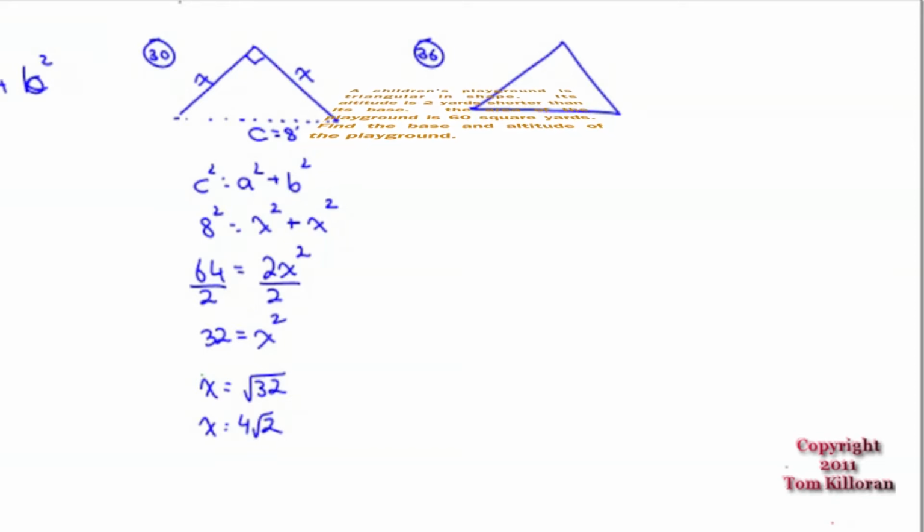Now, when they talk about an altitude, what the heck does that mean? The height. So where do I drop it? From the top vertex down, so we get this thing. This will be our height, our altitude. You can call it h or a, it really doesn't matter.